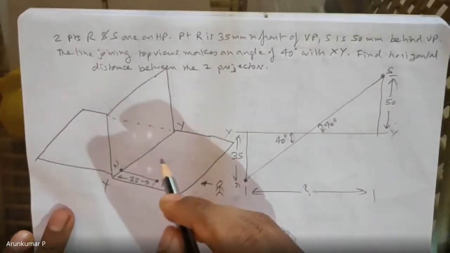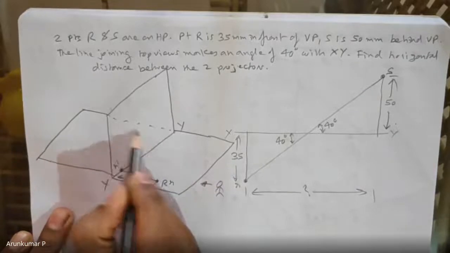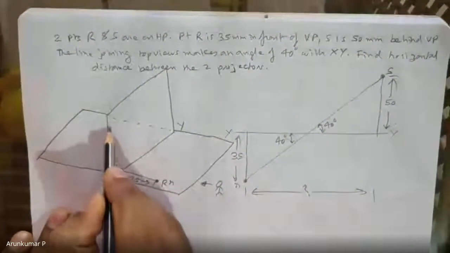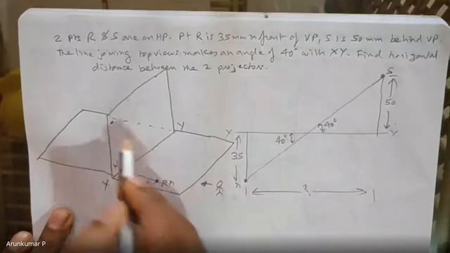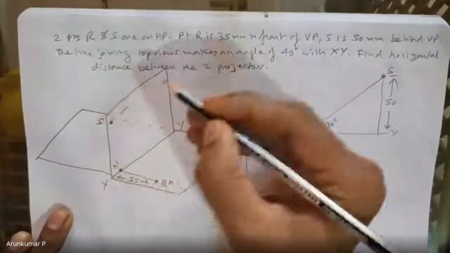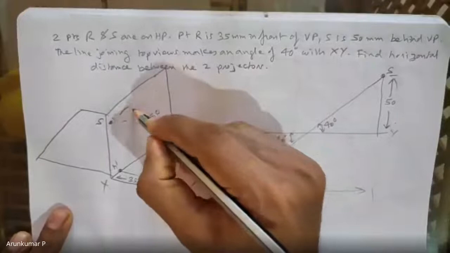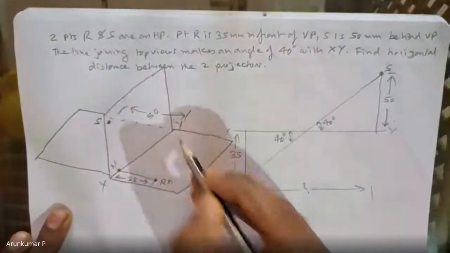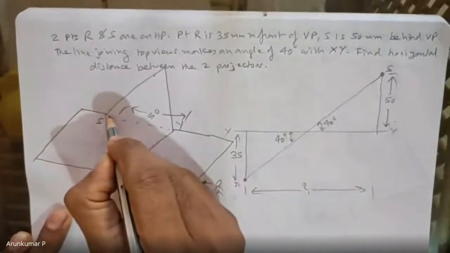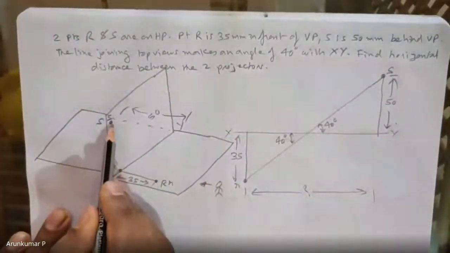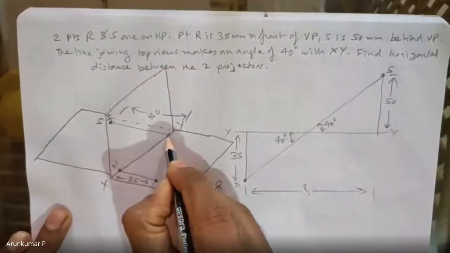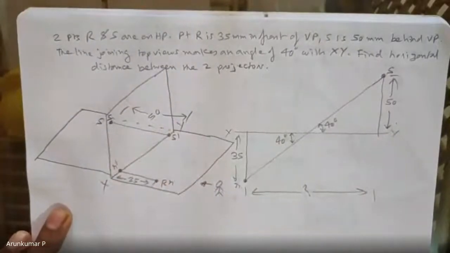Now, please observe S. S is on HP and 50 mm behind VP. So somewhere here, this is the point S, capital S. It is on HP and 50 mm behind VP. So the top view of S, same location, small s. Where is the front view of S? On XY line.